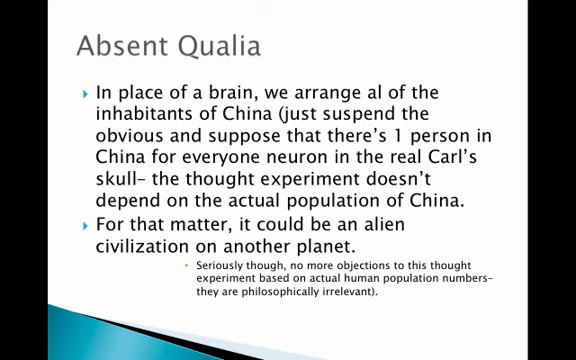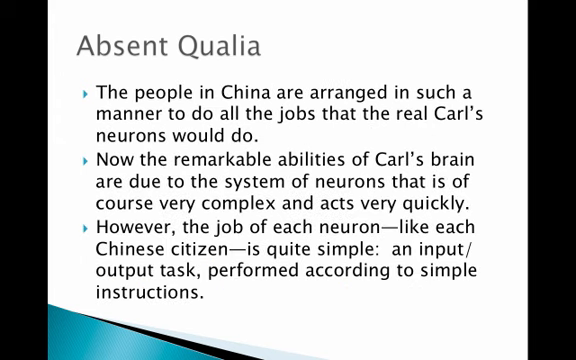Just bear with me on this, okay? It doesn't matter, though. I mean, obviously there are a lot more neurons in a person's brain than there are persons in China, but suppose it's in the future and there are a lot more people in China, or replace it with whatever country you like, or whatever planet, doesn't matter. Okay? So the people in China are arranged in such a way that they can do all the jobs that the real Carl's brain's neurons would do.